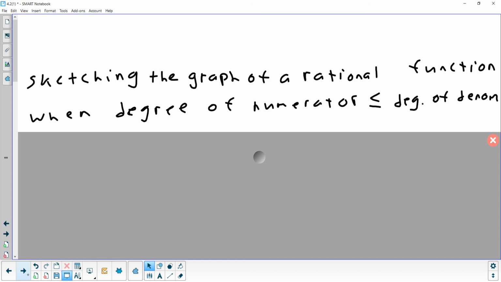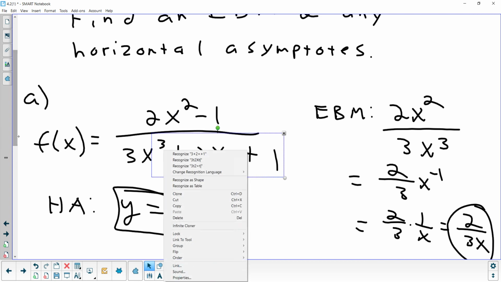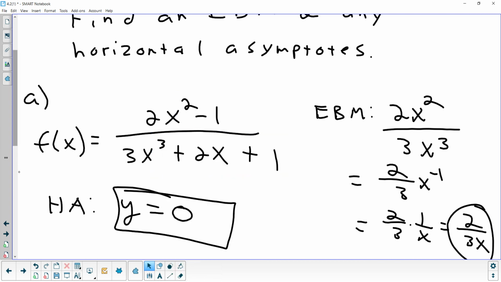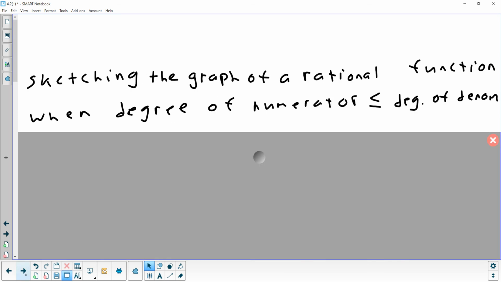So, the first case we're going to look at for sketching is when the degree of the numerator is less than or equal to the degree of the denominator, just like the last two problems I gave you. The degree of the numerator is less than the degree of the denominator in example A, and in example B, the degrees were equal. We're not going to look at when the numerator is bigger until tomorrow, okay, but we're going to look at when the numerator is smaller or equal.